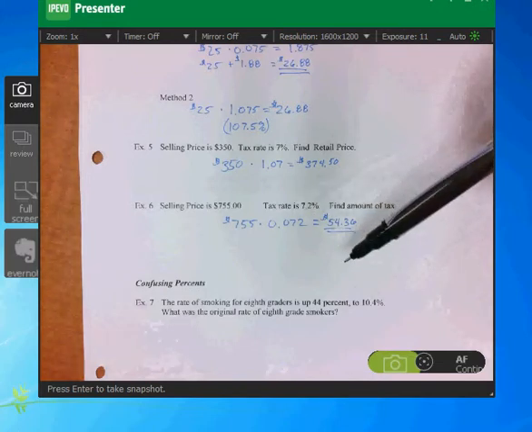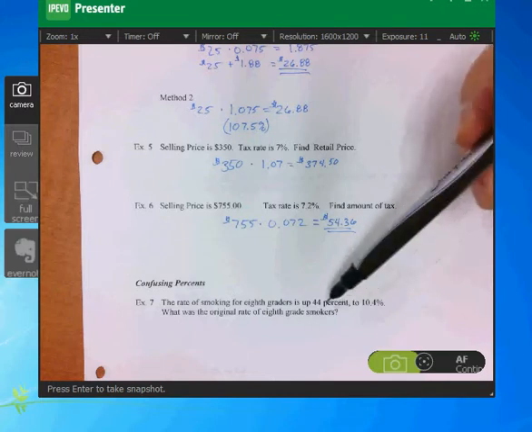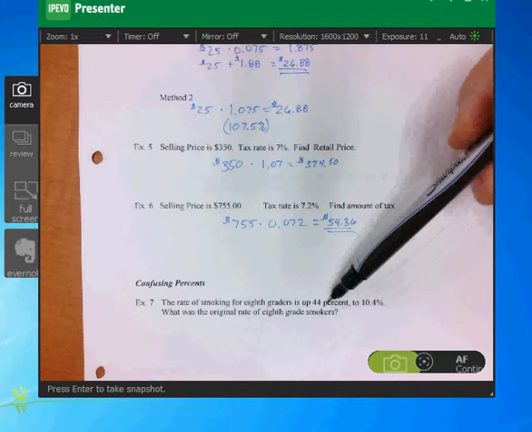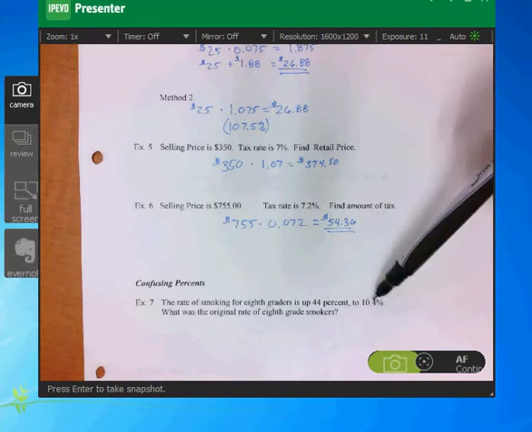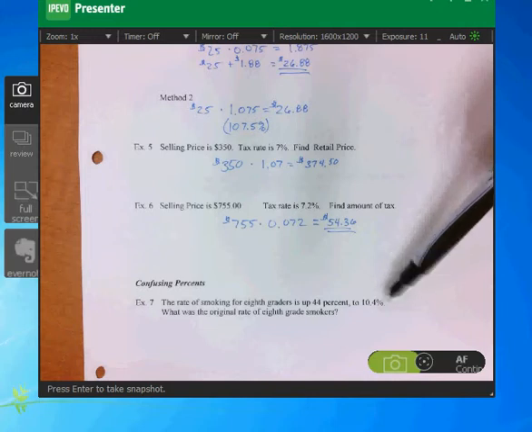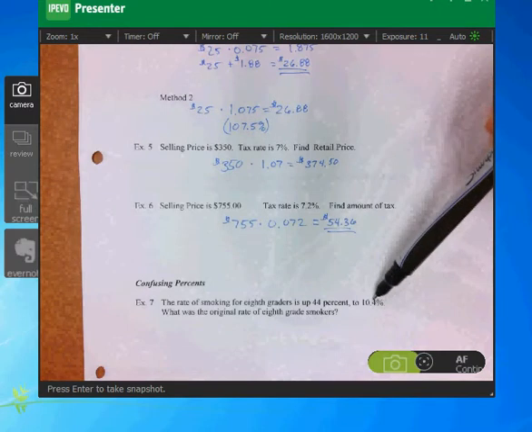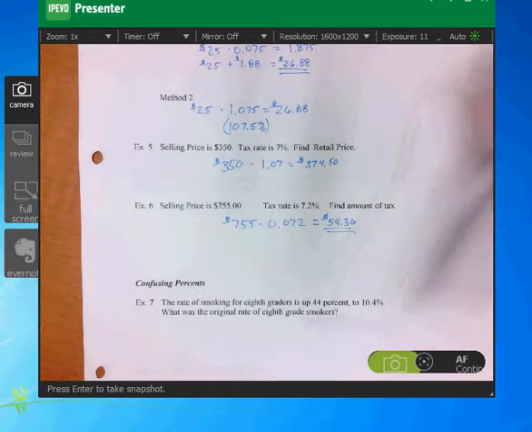So for example 7, we've got the rate of smoking for 8th graders is up 44% to 10.4%. So this is telling us in relative terms 44%, and absolute change, our percentage points, is up to 10.4%. Okay, and that'll come in handy when we start to write these things down. So what was the original rate? We're looking for the original percentage points of 8th grade smokers.